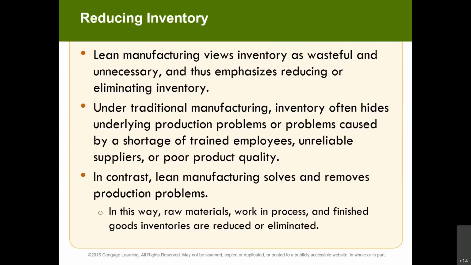So under traditional manufacturing, inventory often hides underlying production problems or problems caused by shortages of trained employees, unreliable suppliers, or poor product quality. Oftentimes, like if Coca-Cola did have a bunch of inventory sitting around, that's because there's a problem somewhere in the supply chain. There could be slow delivery methods from their trucking lines. There could be issues with their employees as they weren't trained properly, or there could be issues in the supply chain. So a just-in-time manufacturer like Coca-Cola doesn't have inventory because they don't have these types of issues. If they did, they would have these types of issues.